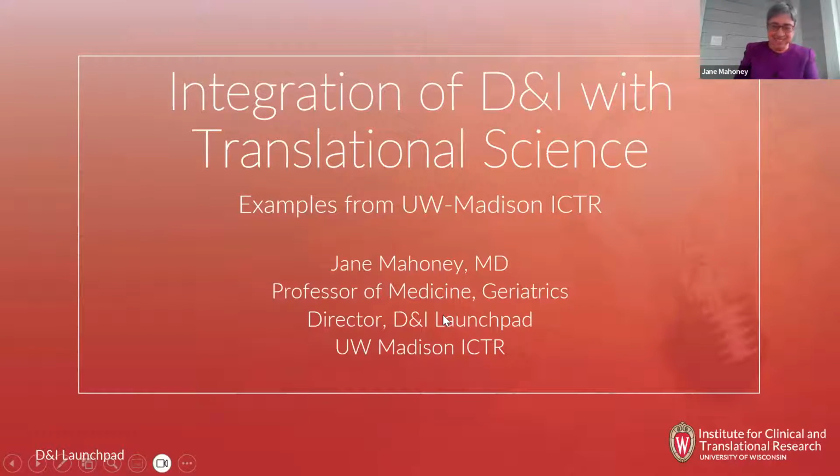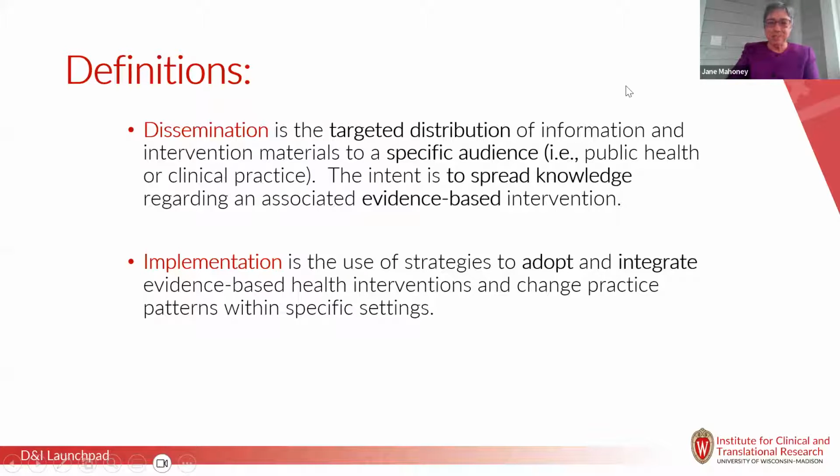So I'll go ahead and get started. And I always start with definitions because it keeps us all on the same page. Dissemination, I think we all know, is the distribution of information and intervention materials to specific audiences to spread knowledge regarding evidence. The audiences that we think of with dissemination are public health and clinical, those who could use the information. Implementation is the use of the information that's been disseminated. So it's the use of strategies to adopt and integrate that information or evidence-based health interventions into practice within specific settings, whether clinical or community.